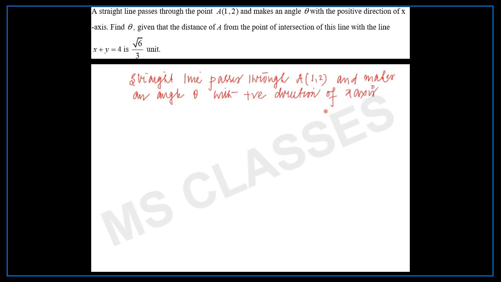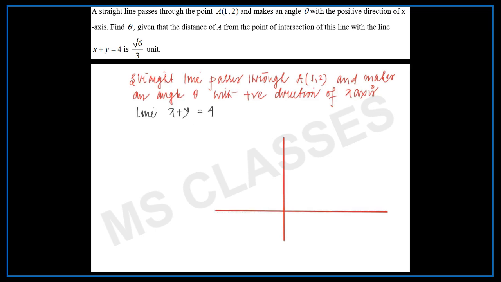A few more conditions are given. The distance of the point A from the point of intersection with the line is given. So there is another line given: x plus y equal to 4. The intersection of this line with this one is a point, suppose the point is M. So that distance is given. So here, we decode these conditions in the Cartesian plane.